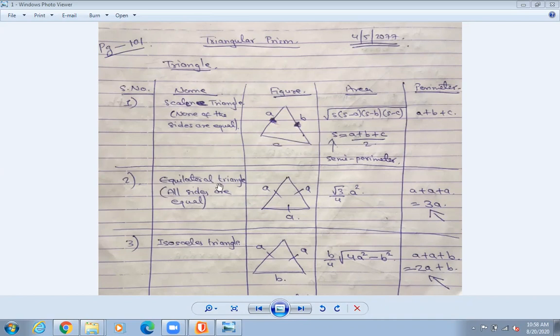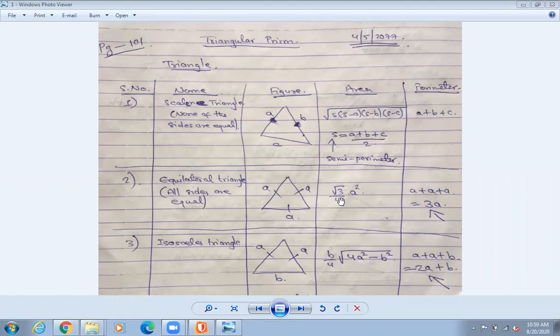So equilateral triangle means all sides are equal. That means if all sides are equal, all values will also be the same. 3 centimeter, 3 centimeter, 3 centimeter, 4, 4, 4. If all the sides are equal, then that is called the equilateral triangle. We have learned this in class 9 also, isn't it? Class 8 also we have learned. Now, what is the formula for the area of an equilateral triangle? Root 3 by 4 a square. Root 3 by 4 a square will be the formula of the equilateral triangle.